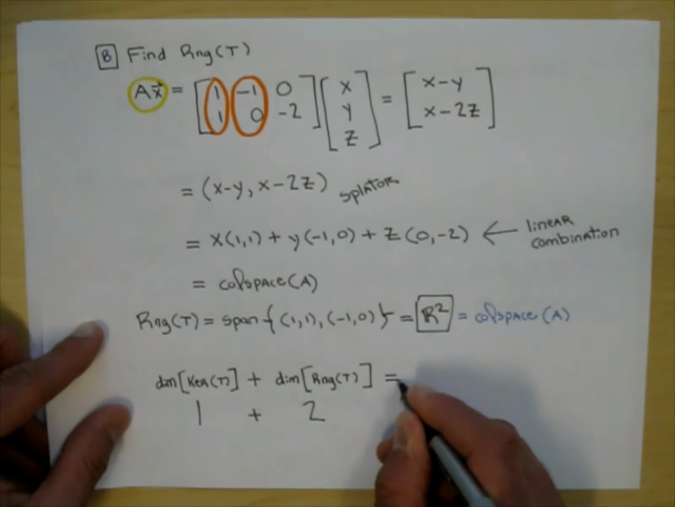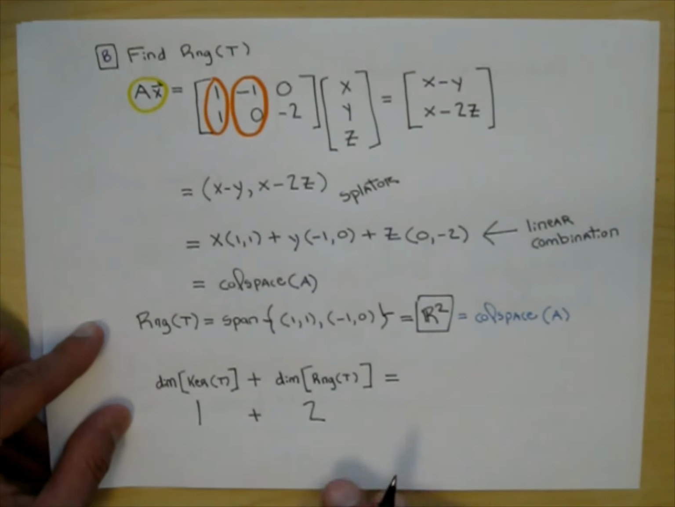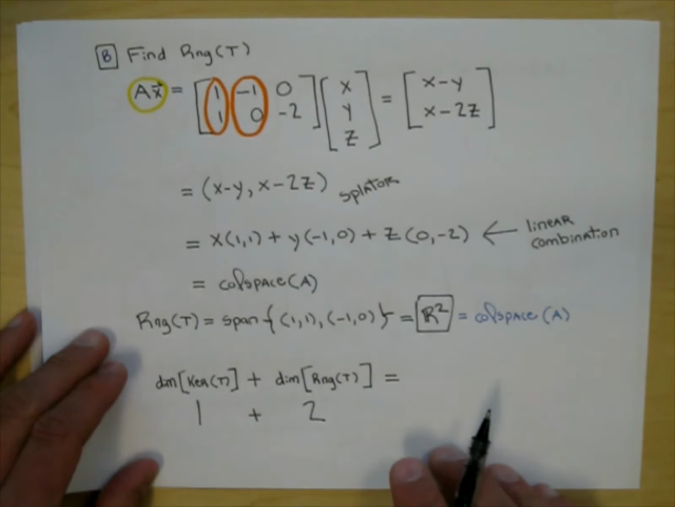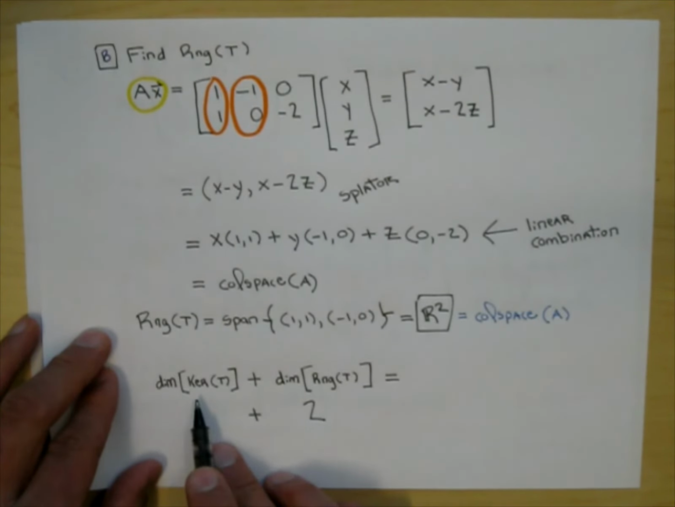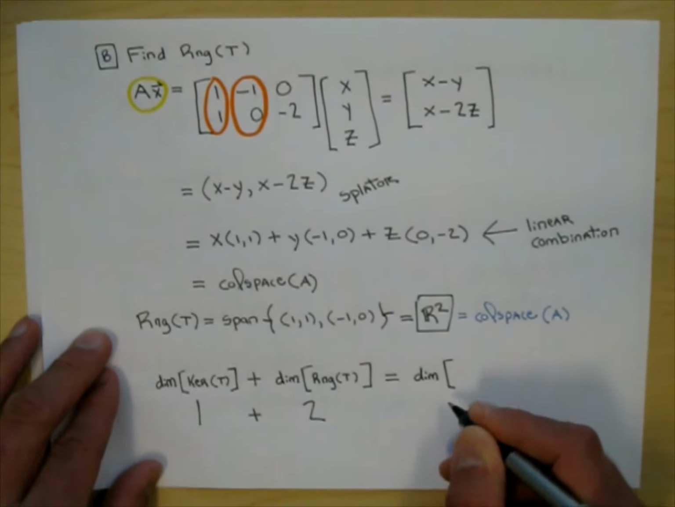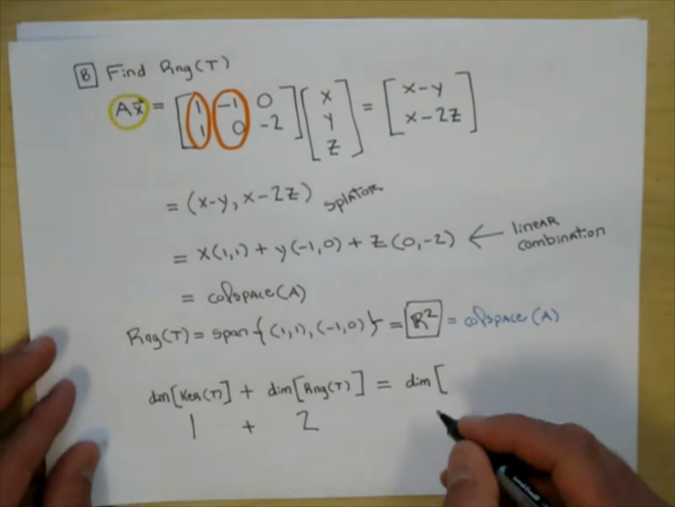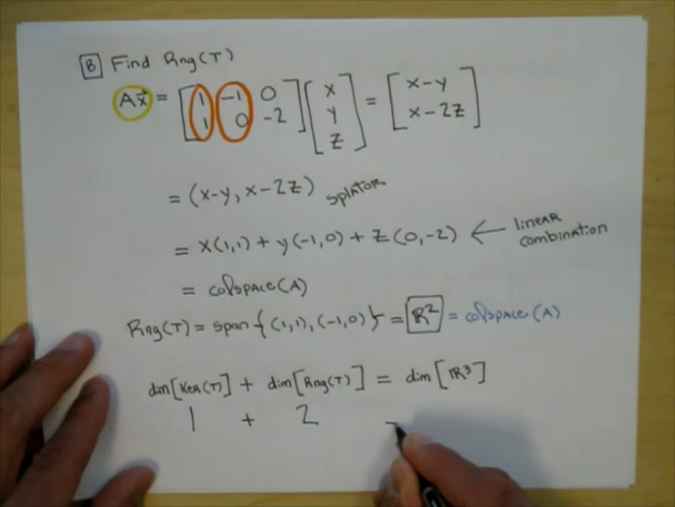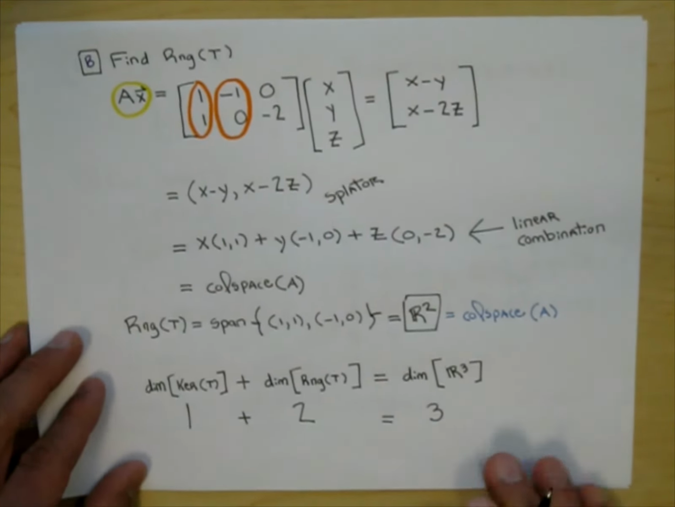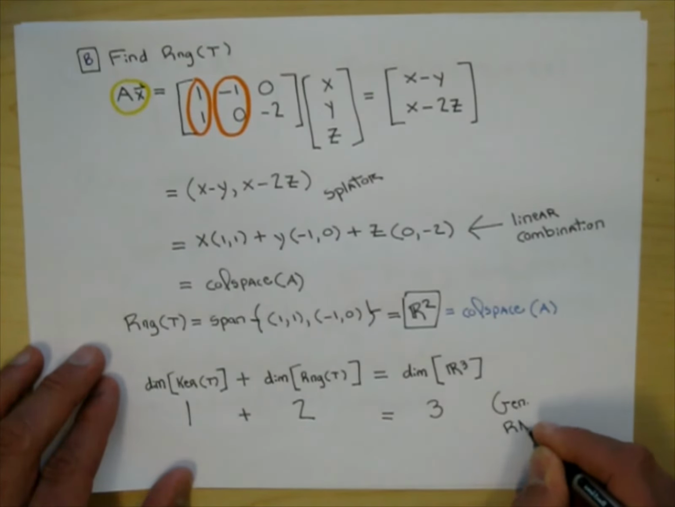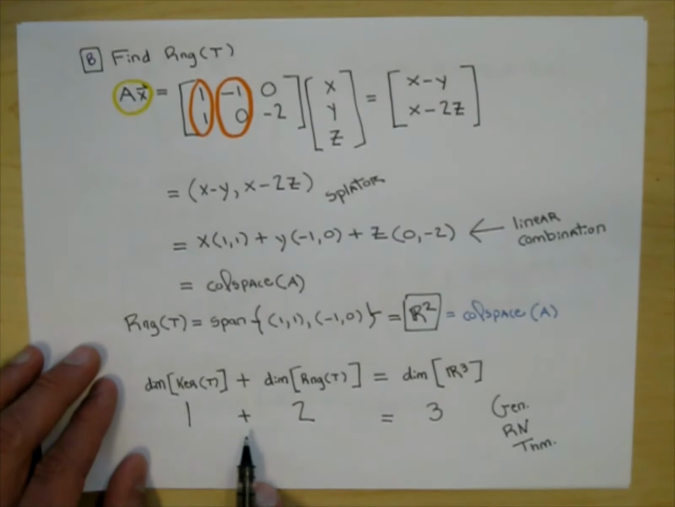And so what the general rank-nullity theorem says, we had a rank-nullity theorem, and we'll talk about that after we just illustrate this. It says these dimensions, when you add them together, it equals the dimension of the domain, and in this case the domain was R3. And we know the dimension of R3 is 3. So the general rank-nullity theorem says this is true. 1 plus 2 equals 3.